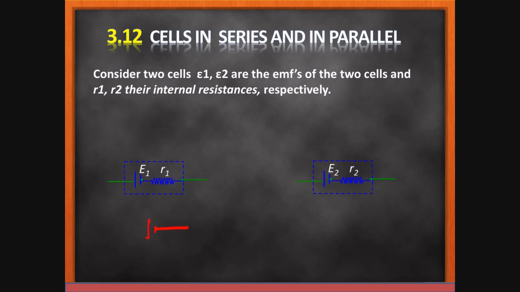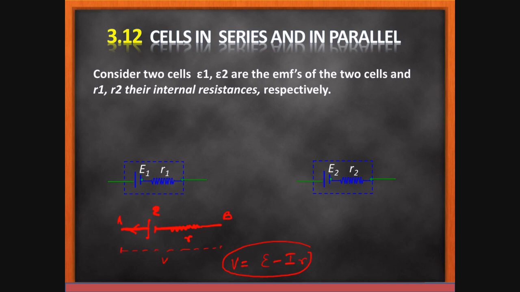If we have a cell of EMF E and internal resistance small r, with terminals A and B, and the potential difference here is V, then we can write V as E minus Ir. This is the relation when the current is passing through the cell towards A.